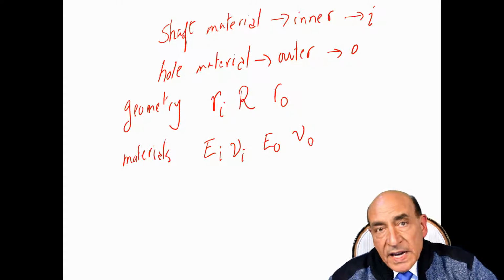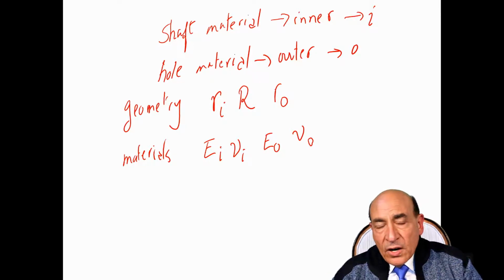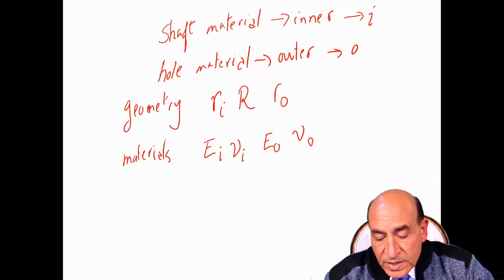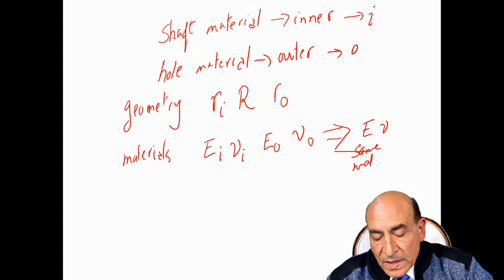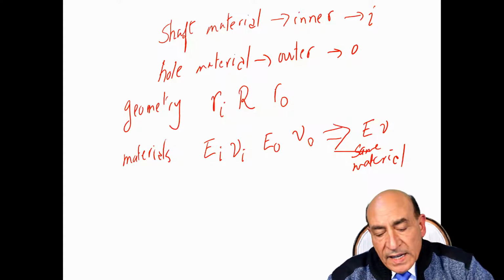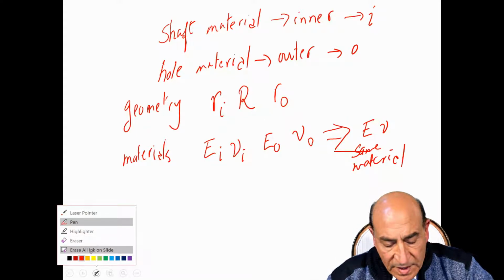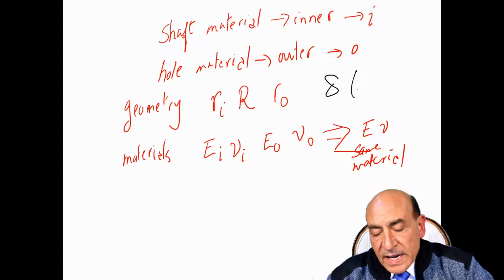If it turned out that the shaft material and the hole material are the same, we have only 1 elastic constant, E, and another elastic constant, nu, for both of them, and these 4 will become only 2, E and nu, for the same material. So if I come back to the geometry, I have R inner, interface R, and R outer, and moreover, I have also an important parameter here, which is the interference amount that I have to compute.